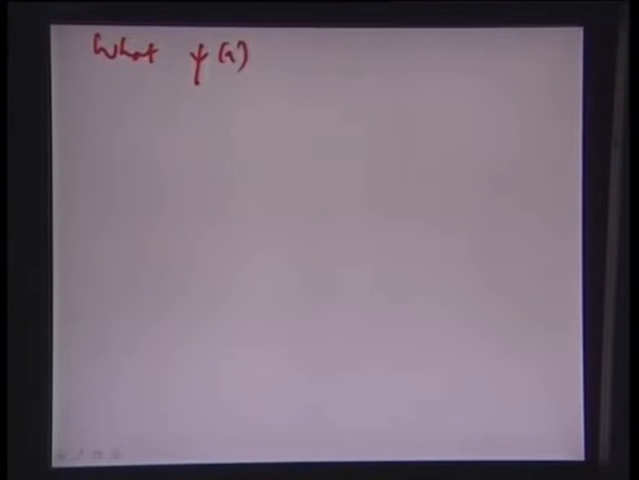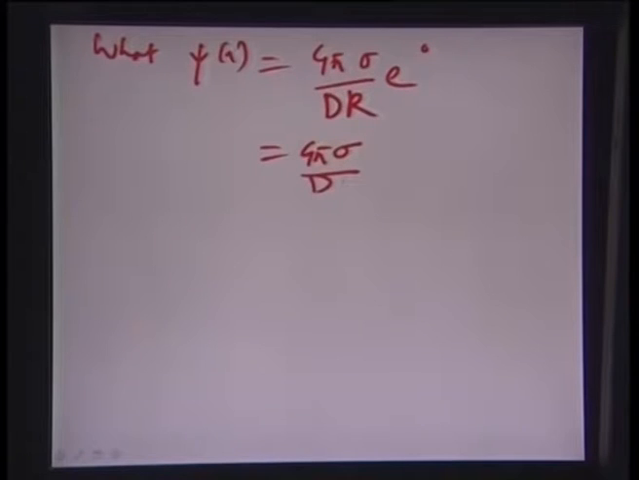So let us look at what the potential function would be at x equal to a. So it should be equal to 4 pi sigma by D k e to the power of 0, okay, or 4 pi sigma by D k. Okay, so this is also the surface potential close to where the solvation shell just about starts.